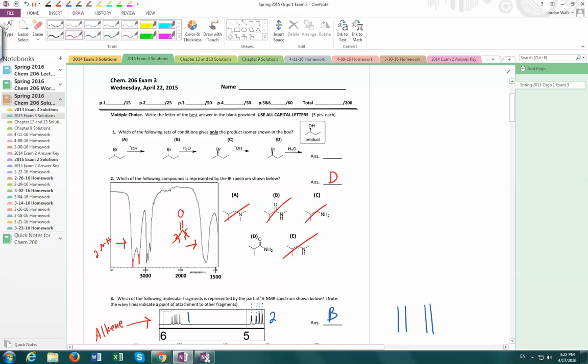If there were only 1 NH stretch, you would see a peak that just looked like that, and if there were 0, you wouldn't have anything, right? That wouldn't exist. So that's the distinguishing factor there.